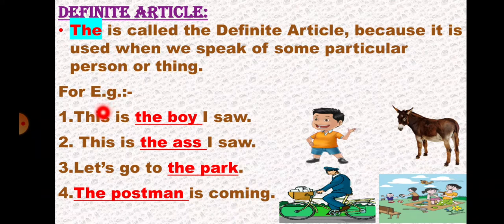For example, this is the boy I saw. This is the ass I saw. Let's go to the park. The postman is coming. So here we are talking about a particular person, thing or animal. So for that we are using the article the, like the boy, the ass, the park, the postman.